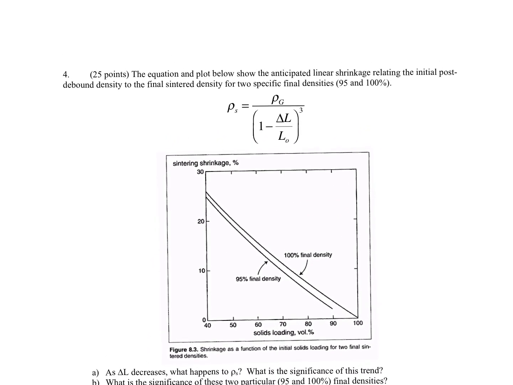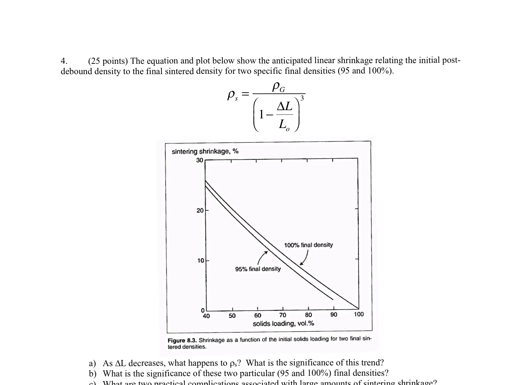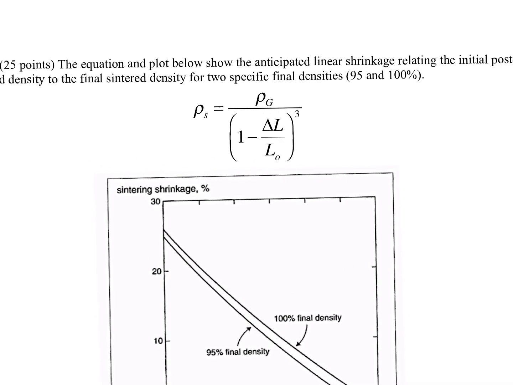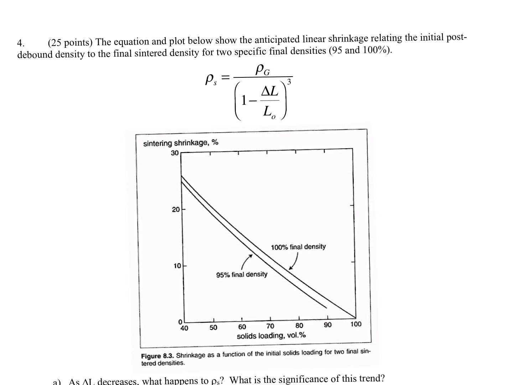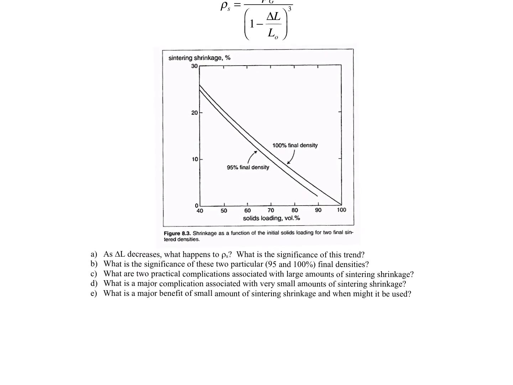All right, so the equation and plot below. So we've seen this twice now, both metals and ceramics. The anticipated linear shrinkage relating the initial post-debound density to the final sintered density for 2 specific final densities, 95 and 100%. And so we have this relationship between the densities in the green and the sintered states and the linear shrinkage, which is there because we can measure it easily. And then we have this graph that shows a very important set of relationships: solids loading on the x-axis, sintering shrinkage on the y-axis, and then 2 end goals, 95 and 100% final density.